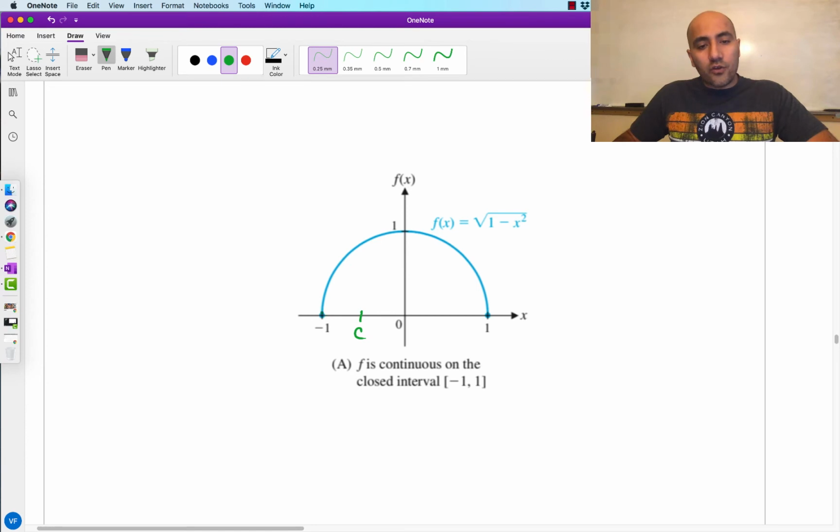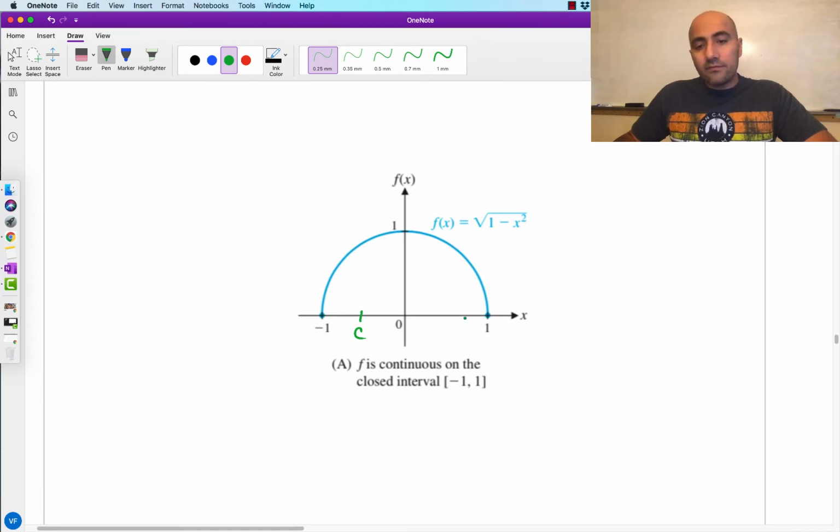But now there are also dark circles at the edges here, and so we see that for -1, the limit as x approaches -1 from the right-hand side does exist, and it approaches 0, and f of -1 does exist, and it equals 0. So the one-sided limit exists, and so the function is continuous from the right side of -1.